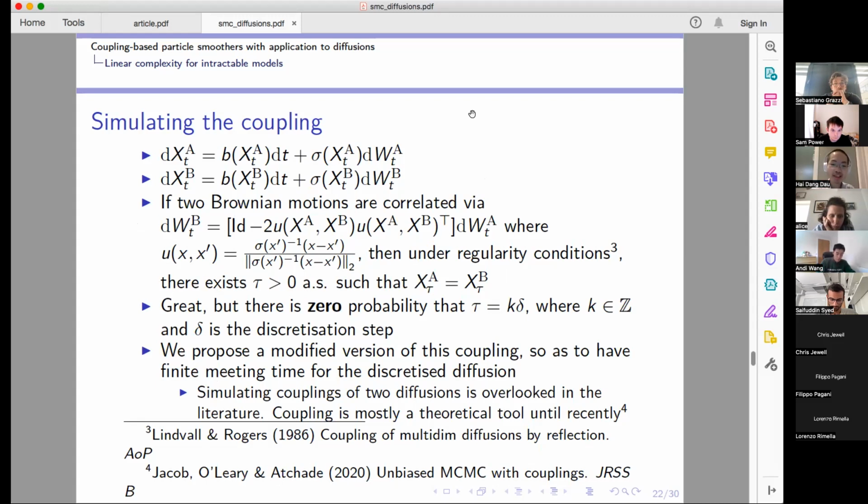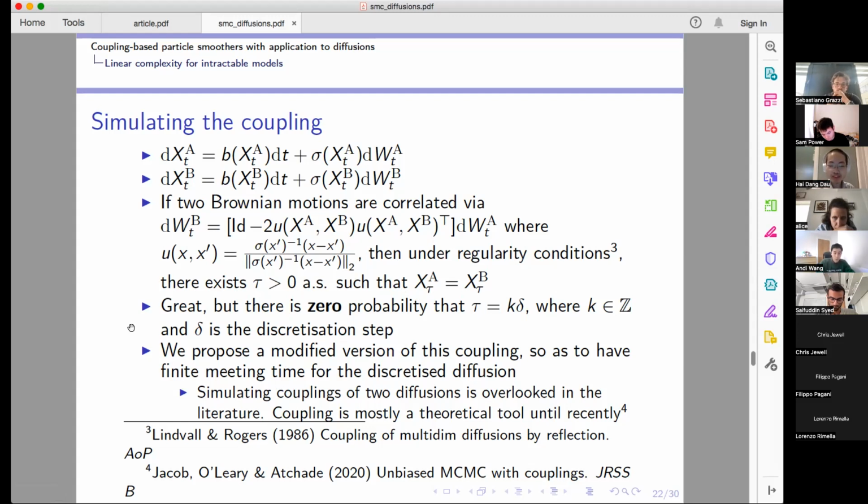If you do it by discretization, then you know that there is zero probability that the coupling time is going to be exactly k times delta, where k is an integer and delta is the discretization step. So in theory, you have a finite time tau such that the two are equal, but in practice, simulating it is not easy. So we propose a modified version of this coupling so as to have a finite meeting time for the discretized diffusions.